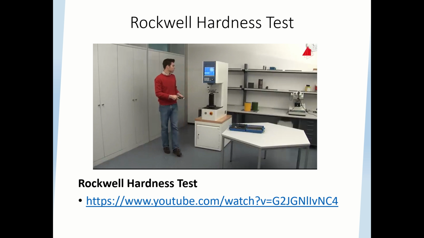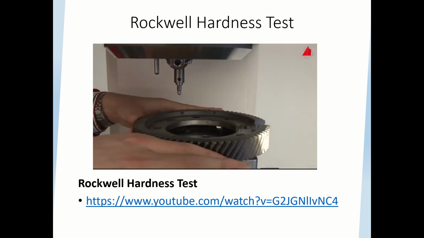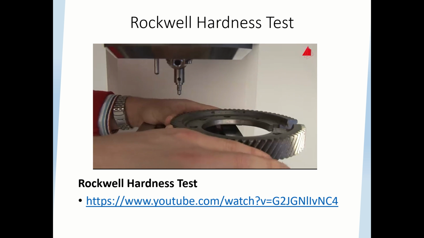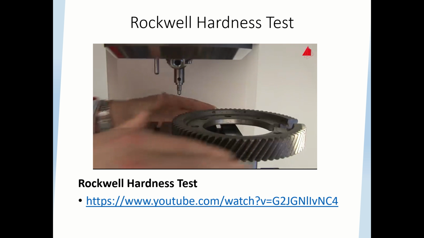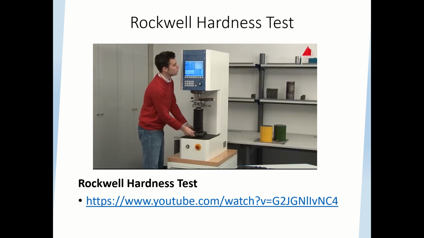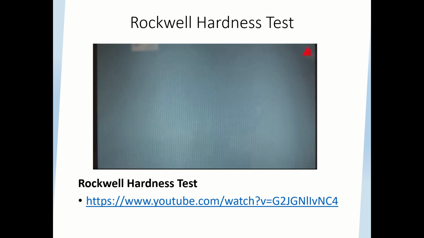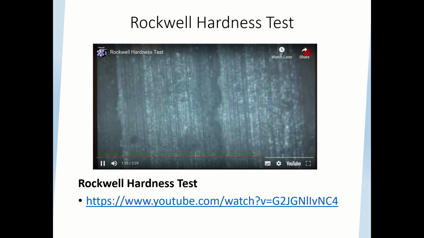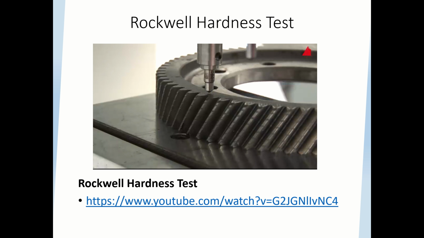Then he picks up the gear wheel and puts it on the support table. After rotating the microscope lens to its vertical position, he can adjust his test piece. As soon as a focused image can be seen on the screen, the surface of the test piece is in the correct height. The test can start.